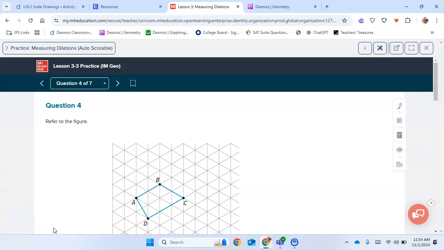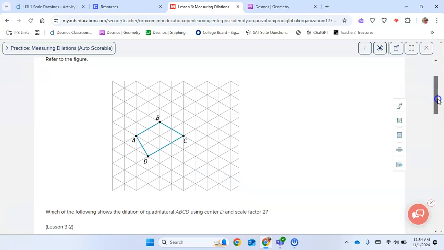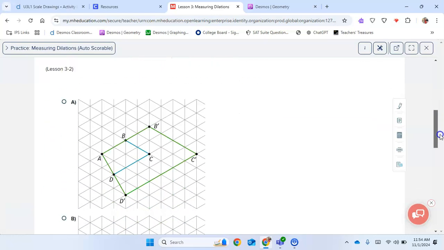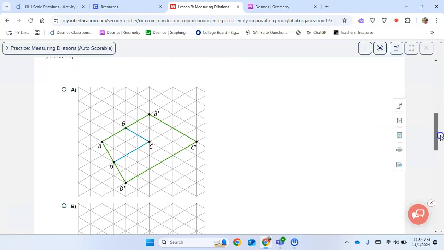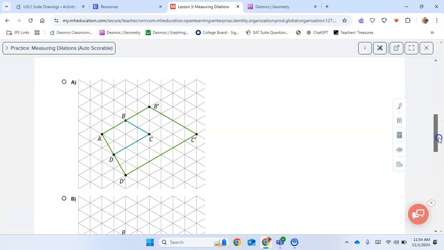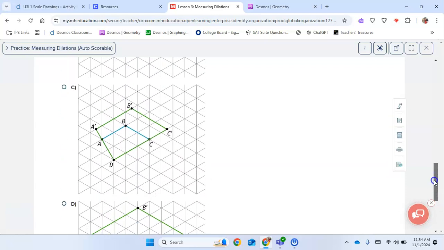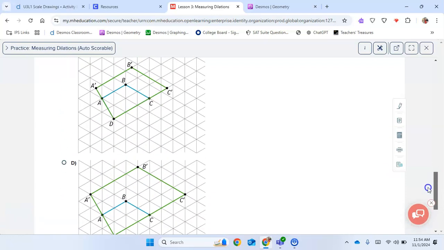Question 4. Refer to the figure. All right, you can see the blue quadrilateral there. Which of the following shows the dilation of quadrilateral ABCD using center D and a scale factor 2? Okay, so that is not using center D, as D and D prime would be on the same spot. That is not using center D. Both of those are. This one is not a scale factor of 2.